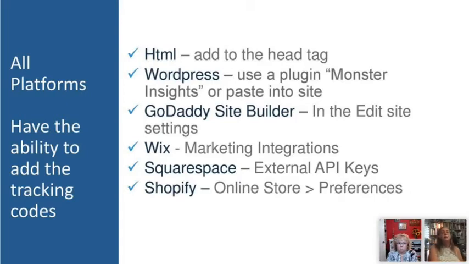And then the same thing, depending on the platform: GoDaddy Site Builder, you're going to edit in the site settings. For Wix, it's in the marketing integrations. In Squarespace, it's the external API keys. And for Shopify, you'll find this information in the online store and then preferences. So each way is a little bit different on how to do it, but usually there is a connector for most of these major content management systems to easily do it, if it's not just a quick copy and paste of the UA number, something very simple to that.